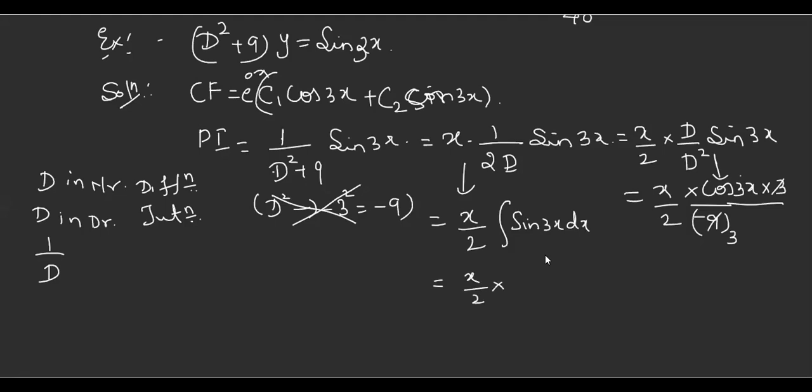Now x by 2. What is the integration of sin 3x? Minus cos 3x divided by 3. Check the answer. Are they one and the same? Even with constants also, it should be 100% the same. Is it not? Both are negative only. Am I right? Is the answer the same?